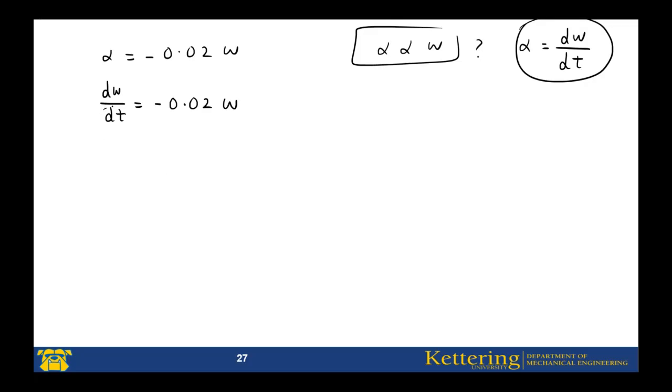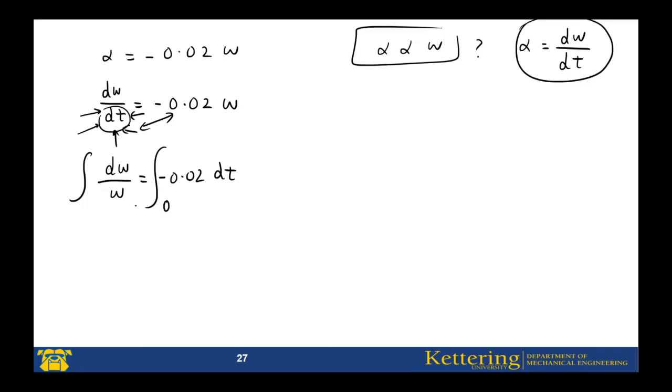Now, what I do here, a time appears in here. Look, time. What I can do is just change their place. I bring the omega to one side and the dt to the right-hand side, which means d omega divided by omega equals minus 0.02 dt. How can I solve this one? Take the integral on both sides.